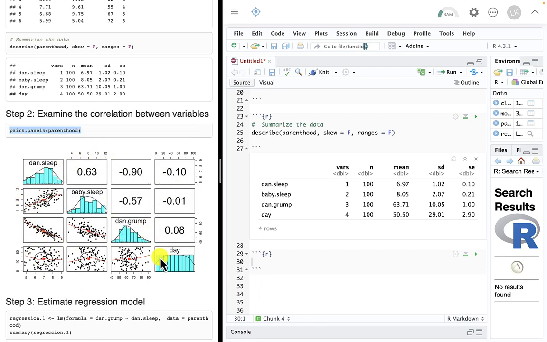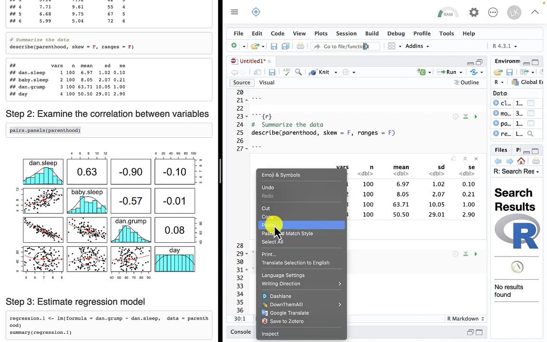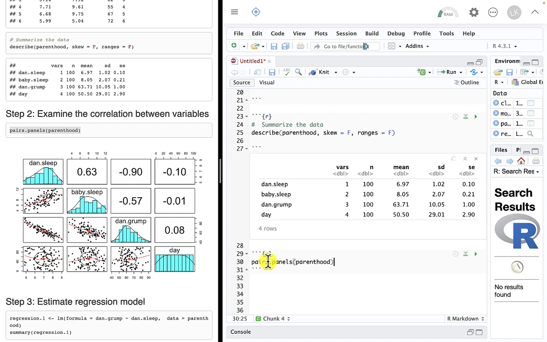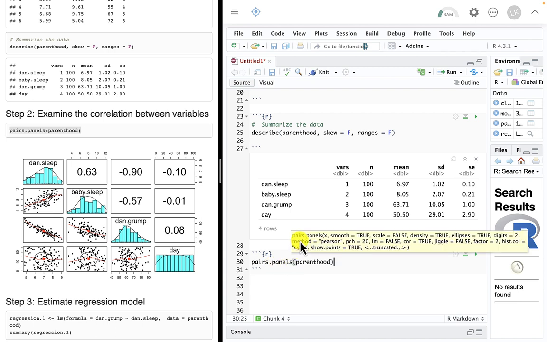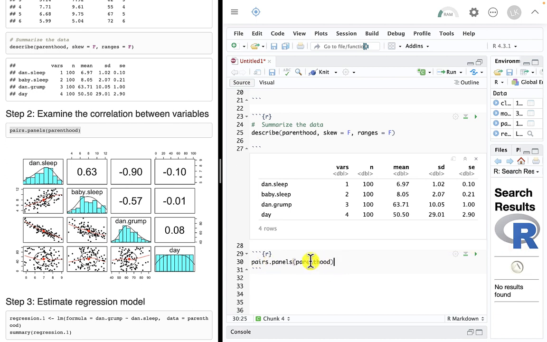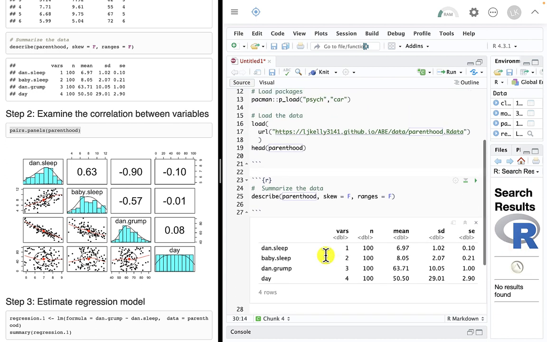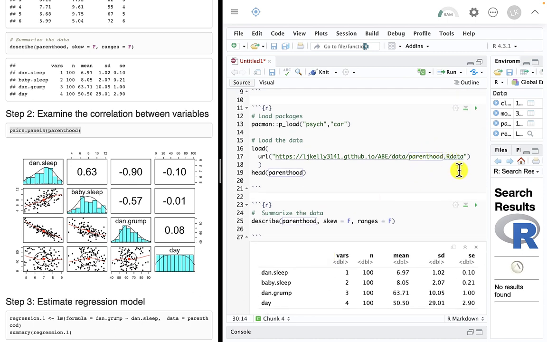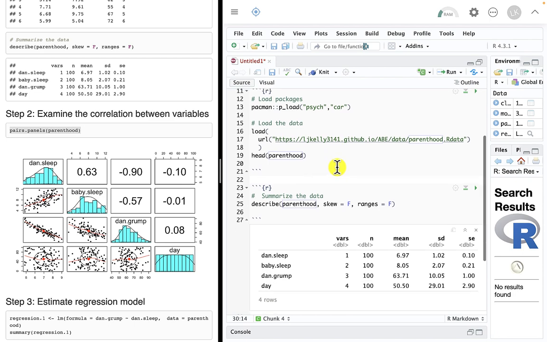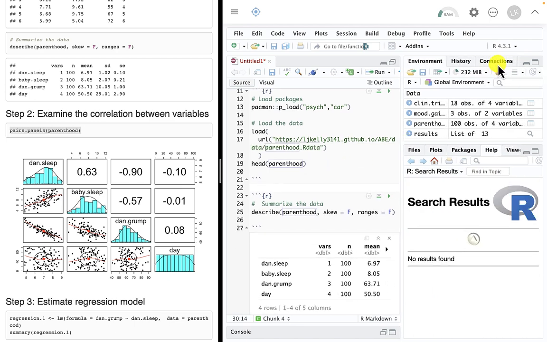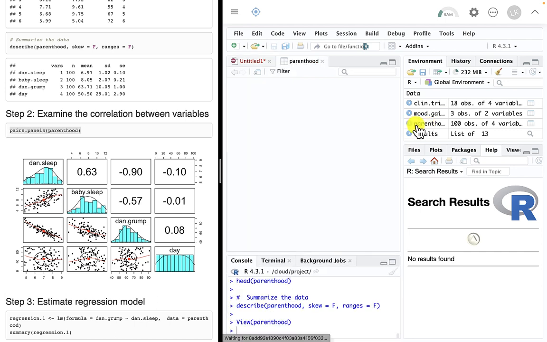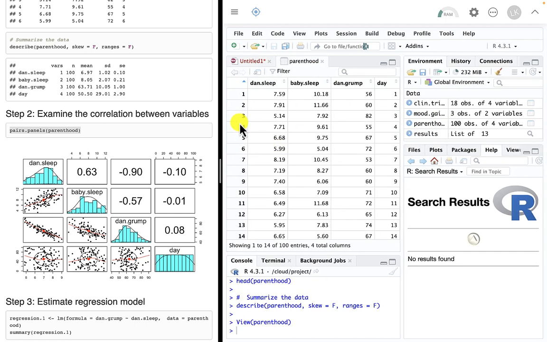And you can see what it looks like over here. To do this, I'm just going to use the function pairs, P-A-I-R-S, dot panels, all right? Pairs.panels. It's really easy to misspell it, like pairs.panel or something like that. It's pairs.panels. So if you've got the psych package going, this should work. If it doesn't work, really double check that spelling. And I'm just going to give it the data frame parenthood, because the data frame saved inside this rdata file is called parenthood. And we can see that right over here. All right, I can even click on it and view it in the R viewer.